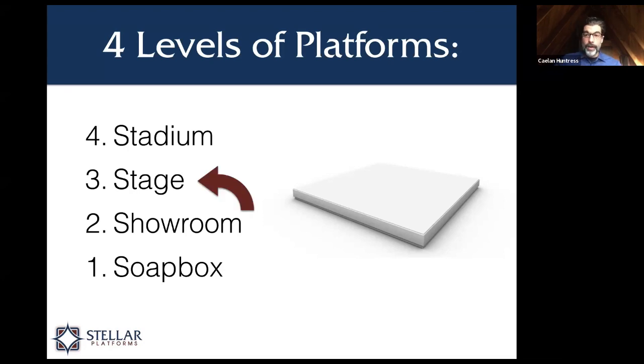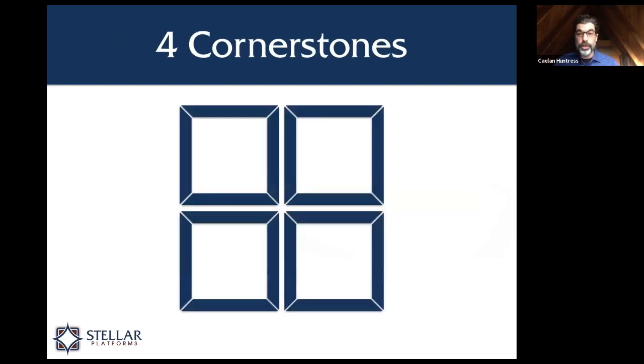This is where I really specialize, is helping people move from the showroom to the stage when they already have offers and they want to increase their capacity to serve their audience. And I do this through cornerstones. Every platform has 4 cornerstones. We've already talked about 2 of them. There's what you say, and there's what you sell. We could call these the external cornerstones.